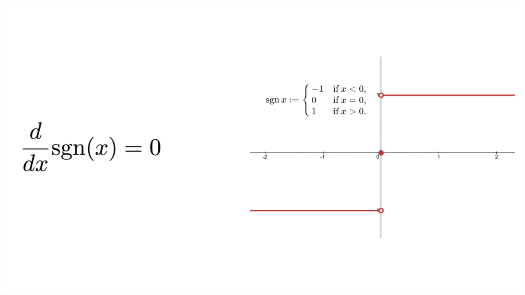Our other main way of using the signum function will be in calculus. As it turns out, the derivative of signum is 0. If we take a look at the graph or its definition, we can see that signum is essentially a constant function, save for its discontinuity at 0 where the derivative doesn't exist. So the derivative of signum is 0 for all x not equal to 0.